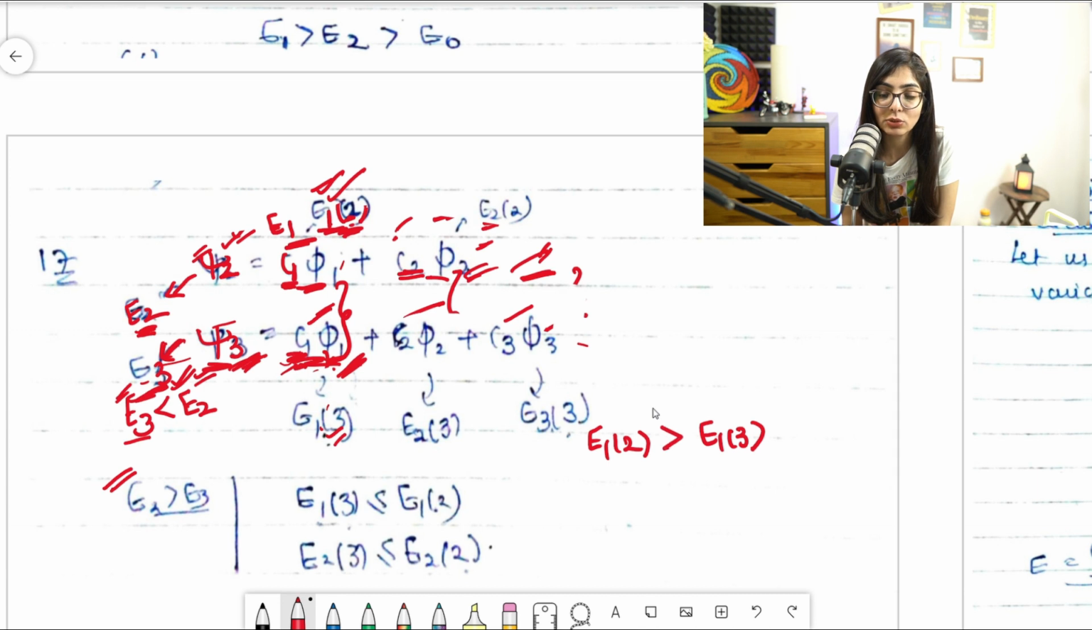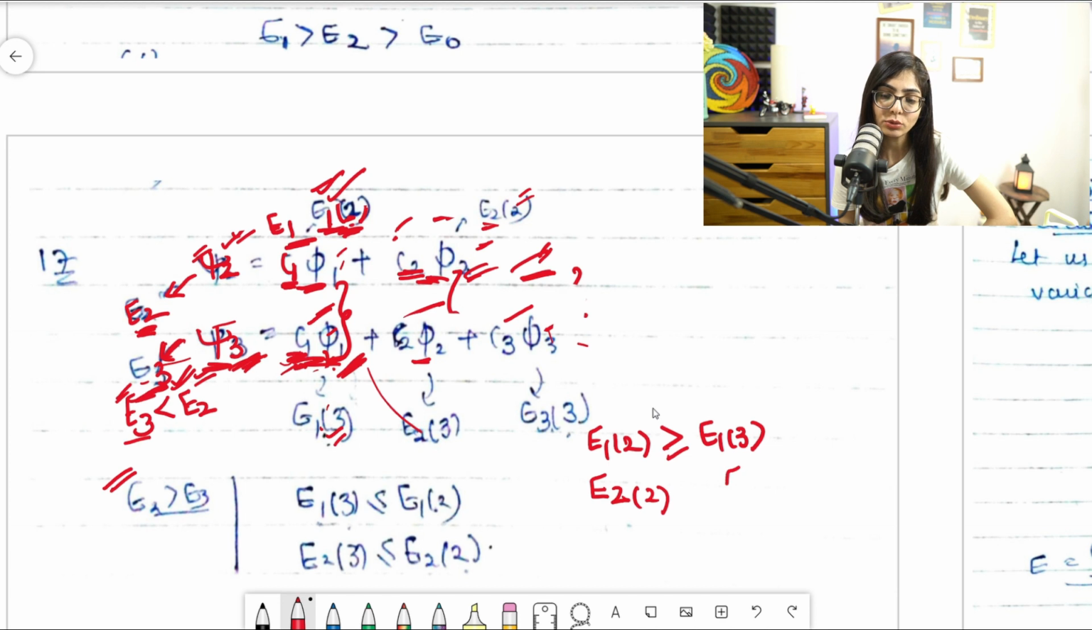Less energy means you put it like this. It will always be greater than or equal to, because this is the formula from the variational principle we studied, that the trial wave function will have energy greater than or equal to the exact one. Comparing the E2 of the second and the E2 of the third trial wave function, again the third will have less energy because it has more variational parameters, and the E2 of the second will have more energy.